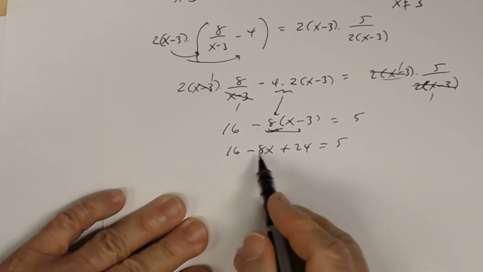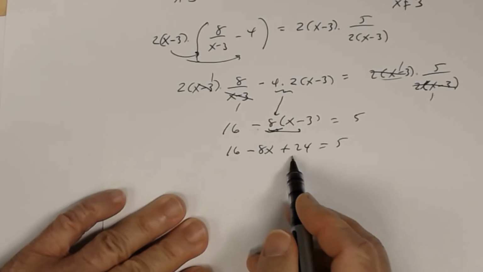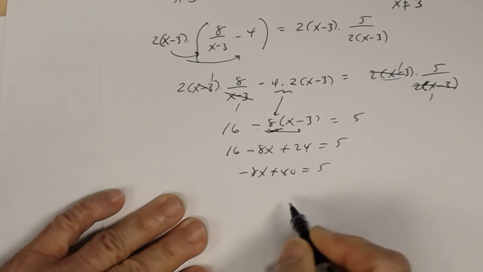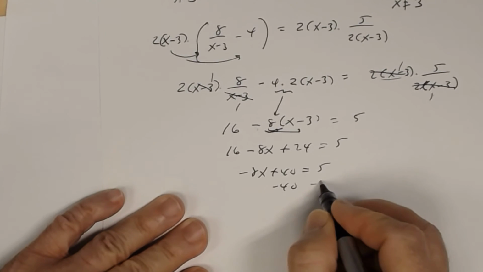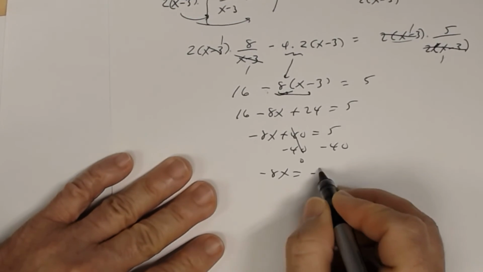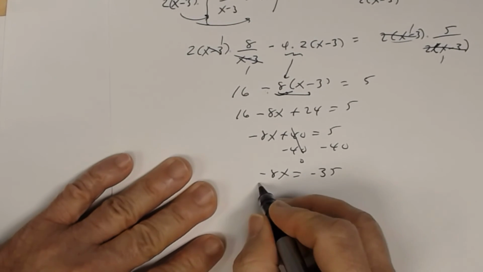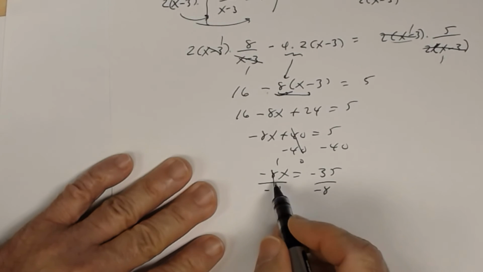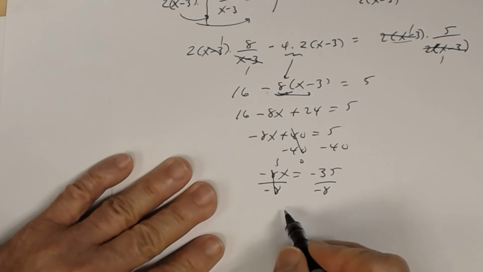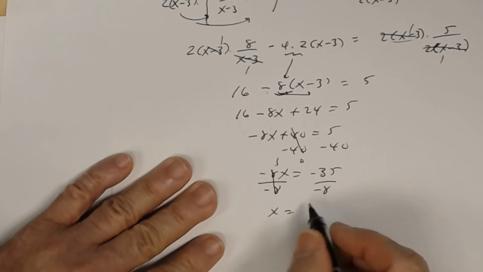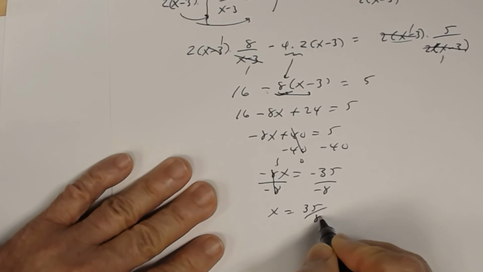Combine like terms, 16 and 24, that's 40. So I get negative 8x plus 40 is equal to 5. Subtract 40 from both sides. Combine like terms, I get negative 8x equals a negative 35. Divide both sides by negative 8. And then reduce. Negative 8 divided by negative 8 is 1. 1 times x is x. A negative divided by negative is a positive. And I can't reduce that any further, so I'm just going to write it as 35 divided by 8.